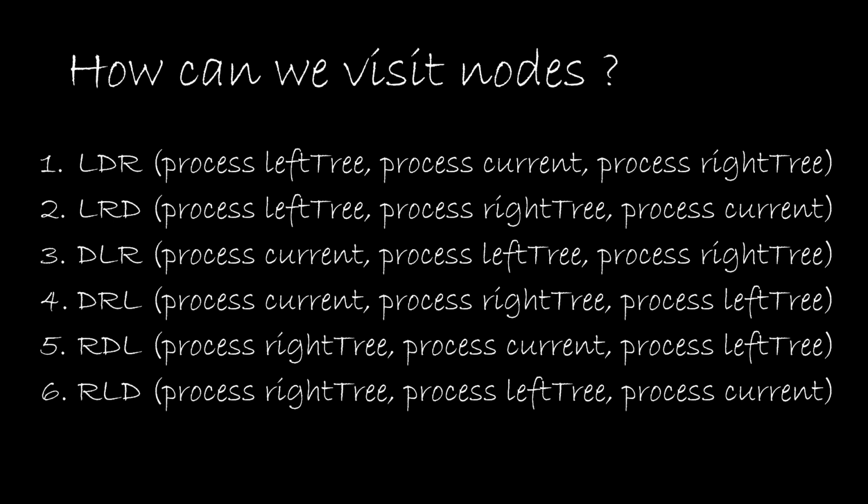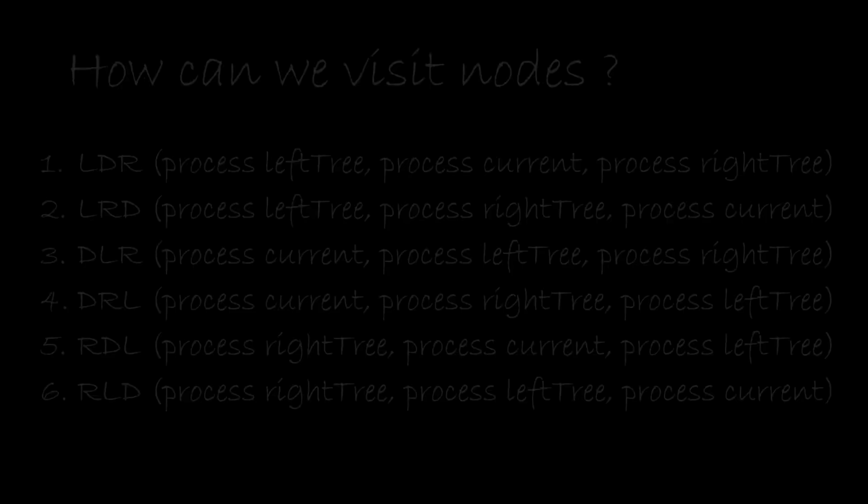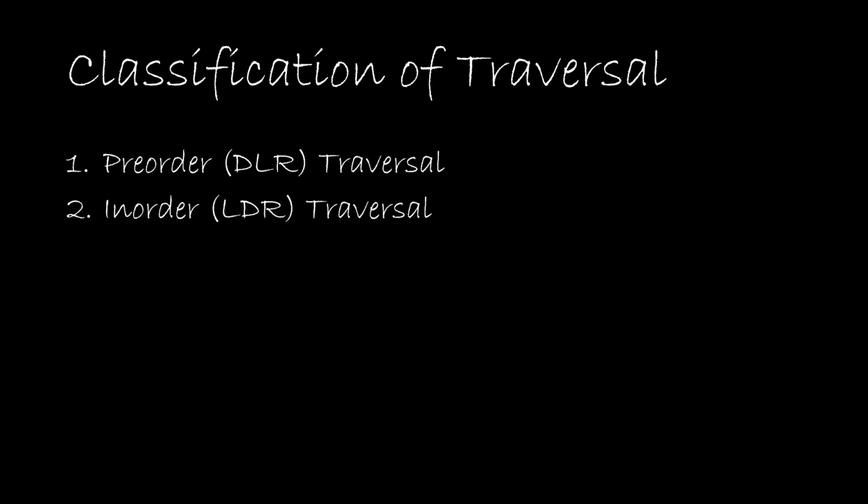Now, let's see the basic classification of traversal. Based on the order of processing the current node, traversal is classified in 3 categories. First is Preorder Traversal. Here, the current node is processed at the beginning, before processing even the left and right subtrees. Second is Inorder. Here, the current node is processed in the middle, that is, after the left and before the right. And the third is Postorder. Here, the current node is processed at the end, after both left and right.